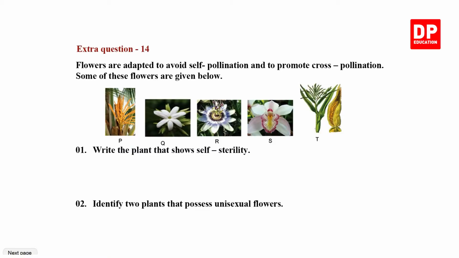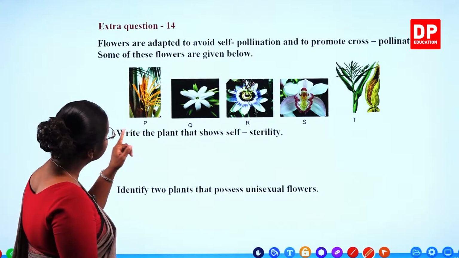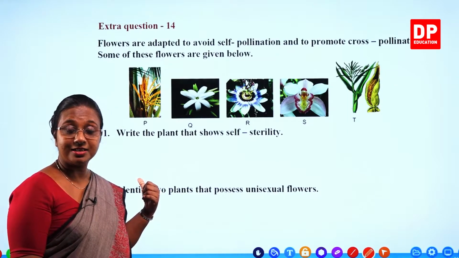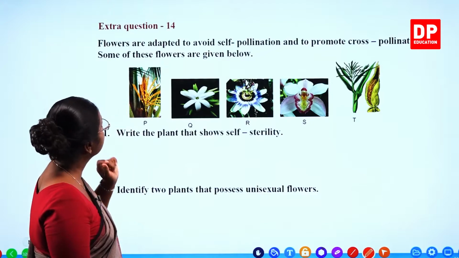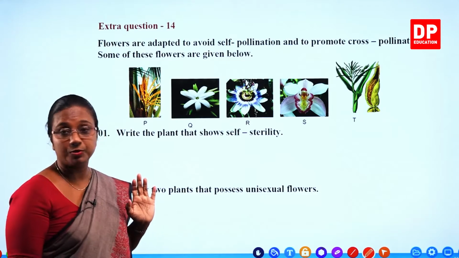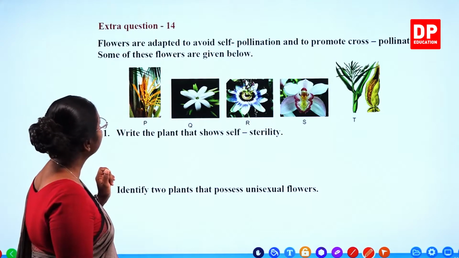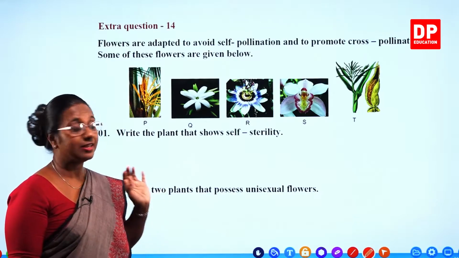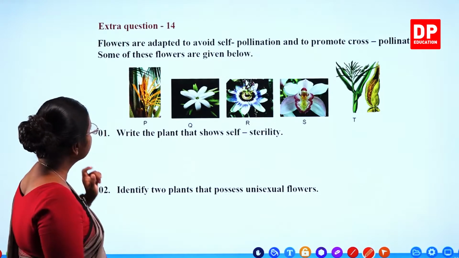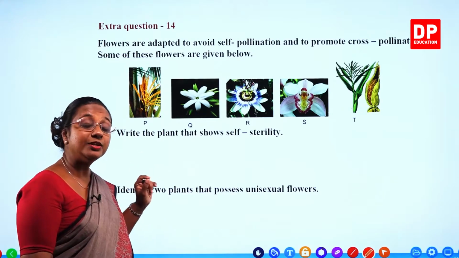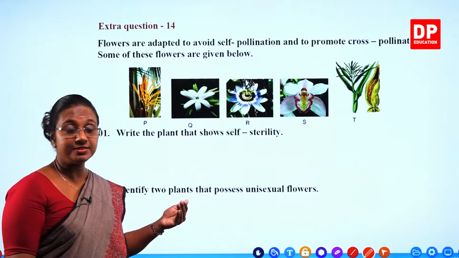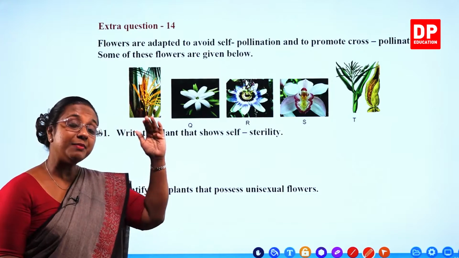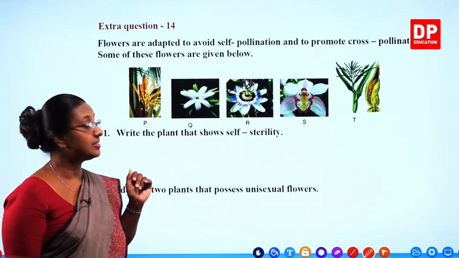Extra question 40. Flowers are adapted to avoid self-pollination and to promote cross-pollination. We just discussed that concept before also. So, flowers are adapted to avoid self-pollination and to promote cross-pollination. Some of these flowers are given below. So, when you look at the diagrams, look at the pictures, you all can identify the flowers. What is P? You can see it's a flower of coconut. So, in coconut, there are unisexual flowers, and you all can remember the female flowers or the pistillate flowers are at the bottom. Apical flowers are the male flowers or the staminate flowers.